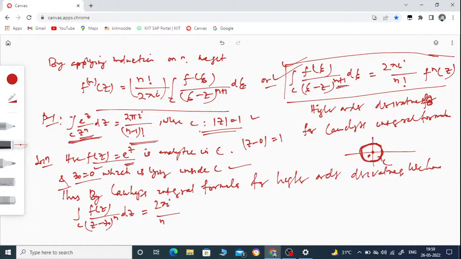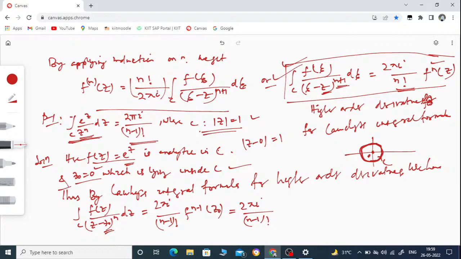So in n plus 1, if I write n, then here also in place of n factorial I will write n minus 1 factorial, and here also I will write f n plus 1, the derivative at the point z naught. So this is 2 pi I divided by n minus 1 factorial, f n minus 1, the derivative at z naught. So what will this be? This is 2 pi I over n minus 1 factorial.